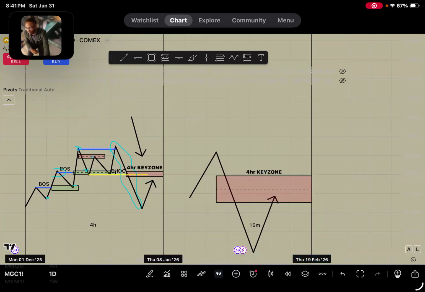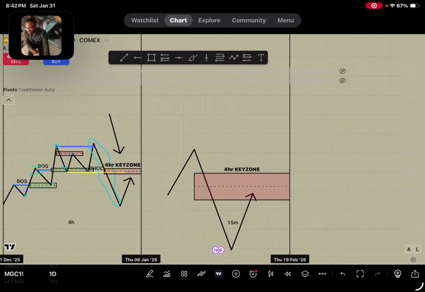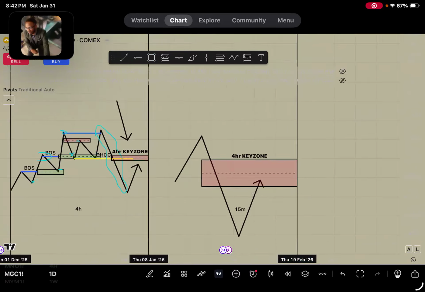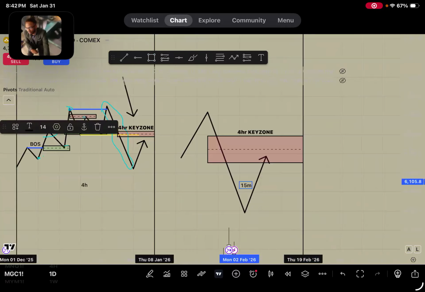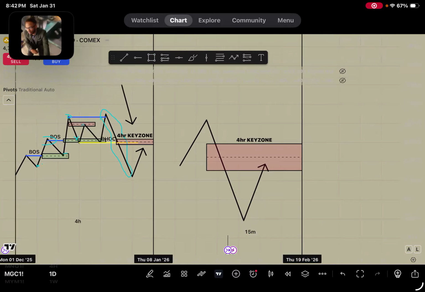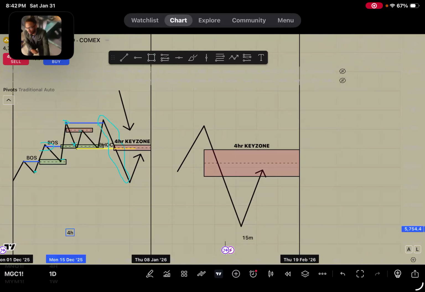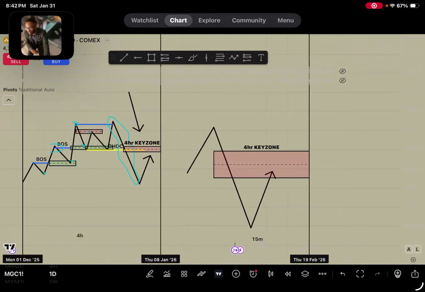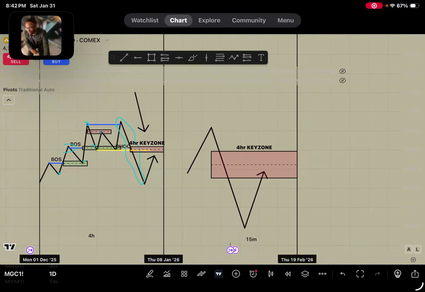What's the key zone? Y'all with me? I'm trying to figure out what the key zone is. Is that the same thing as the fair value gap, or is that a different term? I haven't heard that term yet. What identifies as a key zone? Is that just another way of saying a 4-hour gap? Yeah, it's a 4-hour fair value gap.